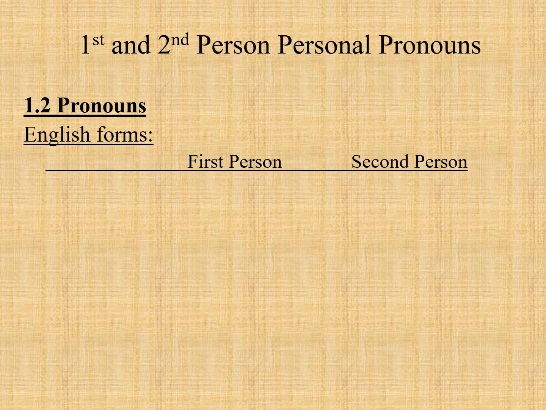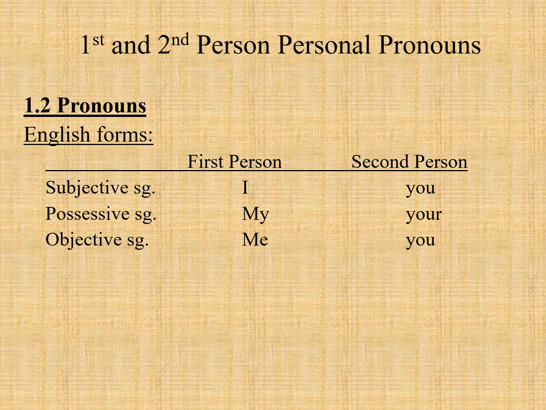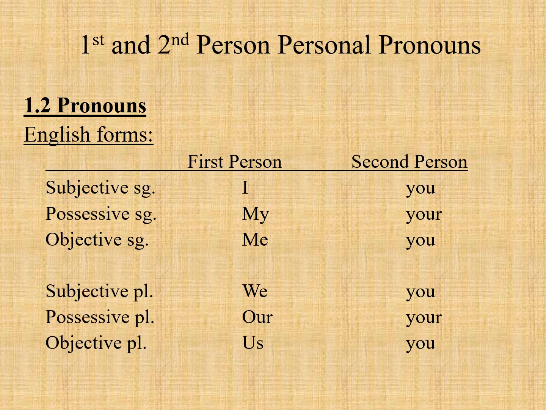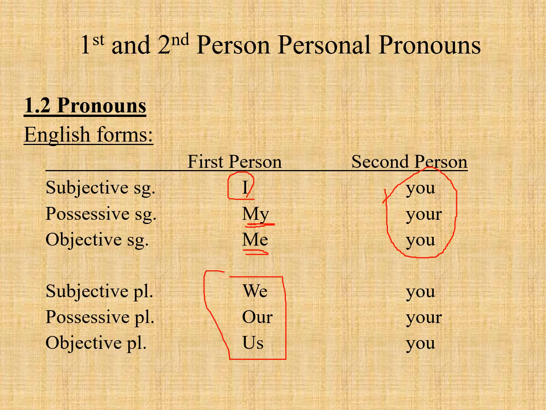The English personal pronouns in first and second person are very easy, and everybody is able to identify them. We have the subjective case in singular, which is I. In possessive, it is my, and in objective case, it is me. The second person singular follows the same suit. When we're looking at the plural, we have we, our, and us. And the plural of you in English looks exactly like the singular.